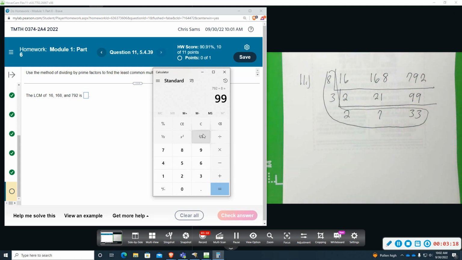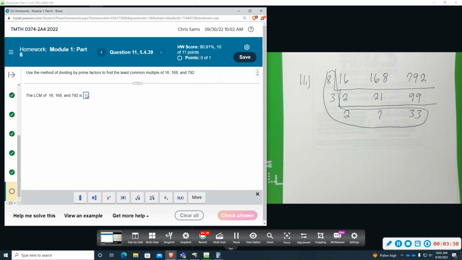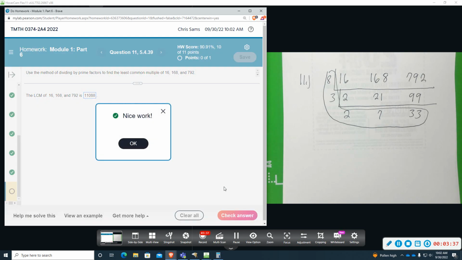So we're going to multiply 8 times 3 times 2 times 7 times 33. And it gives us 11,088. All right, and that'll end us with this section.